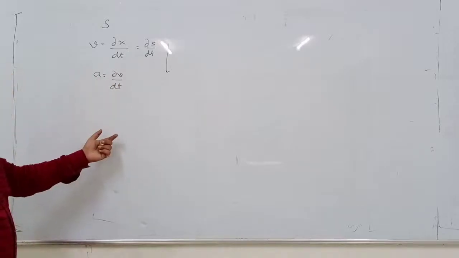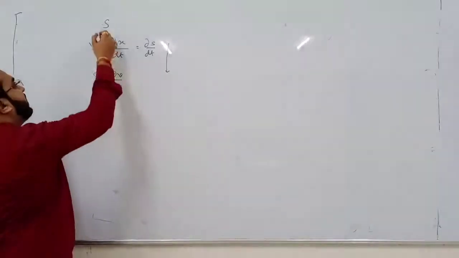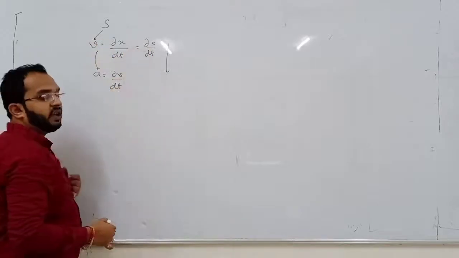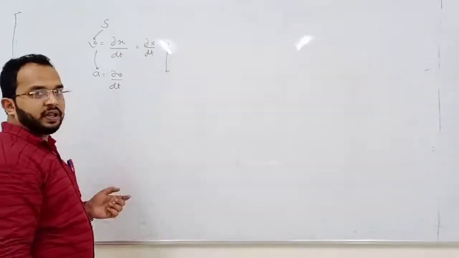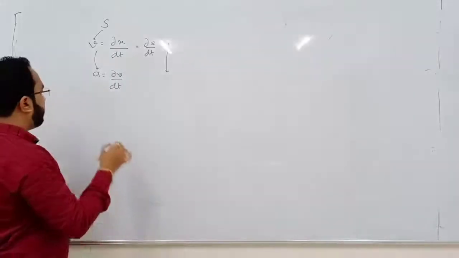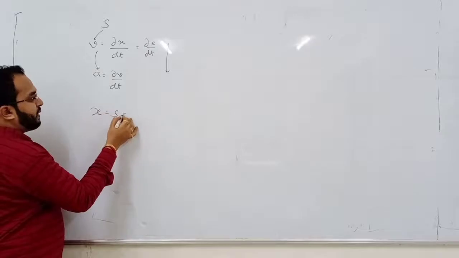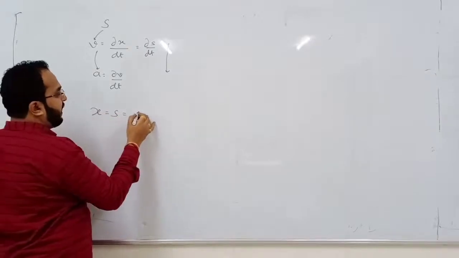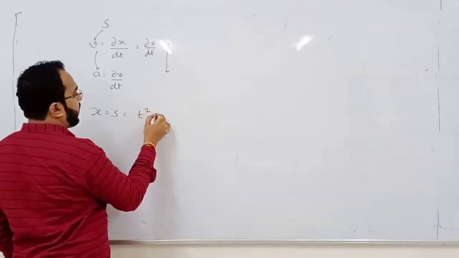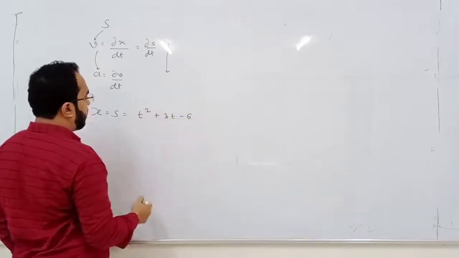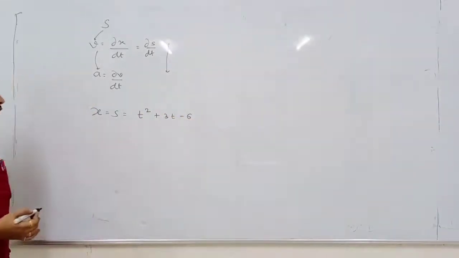What is the differentiation of velocity? Acceleration. That means the differentiation of displacement is velocity, and the differentiation of velocity is acceleration. Do you understand? Suppose I have given you the displacement x, or displacement s, varying as t square plus 3t minus 6. Okay, this is the equation of displacement.